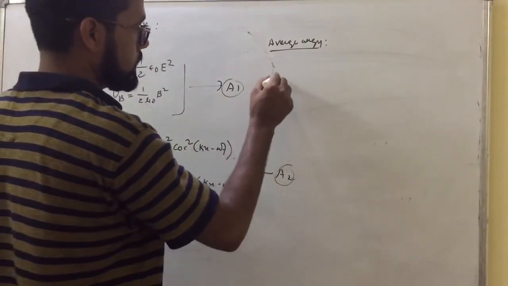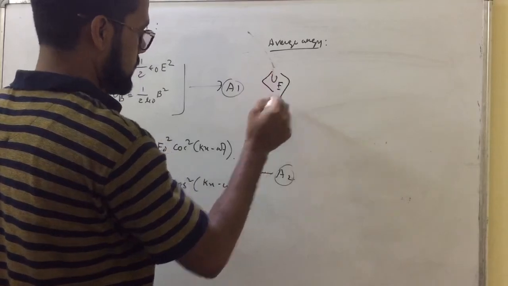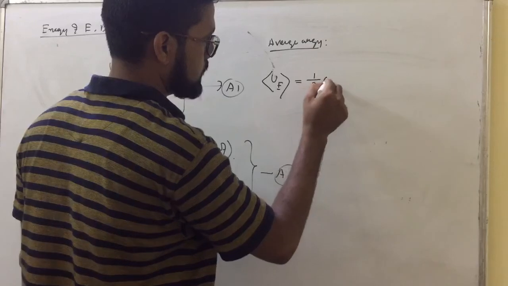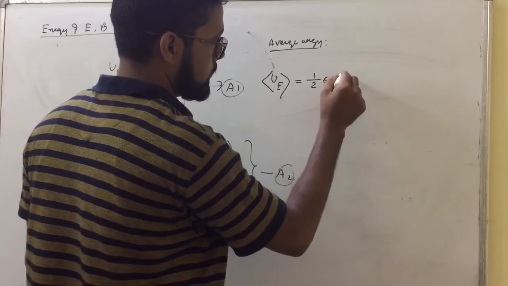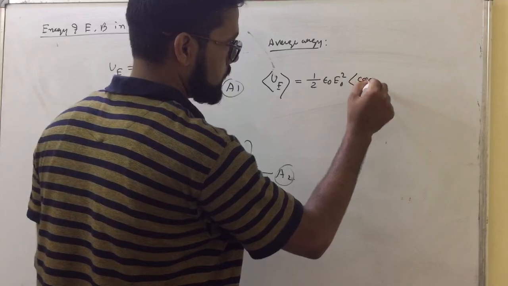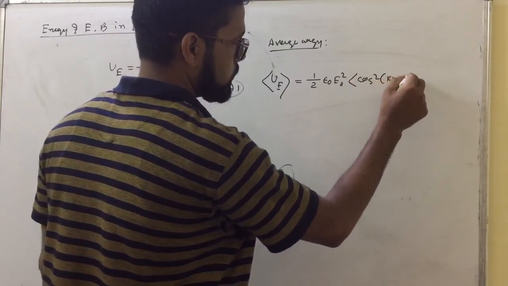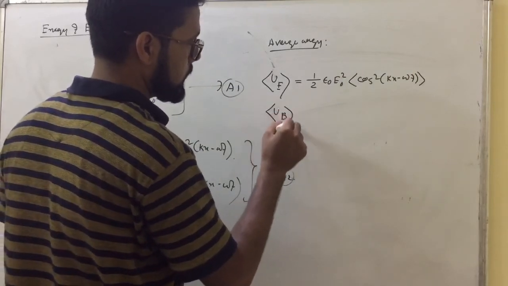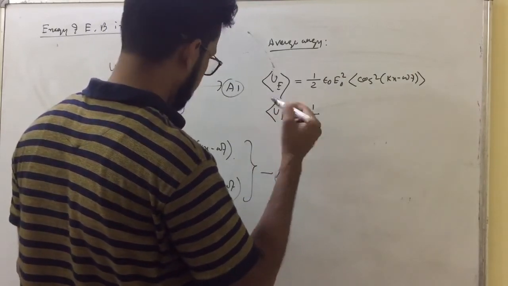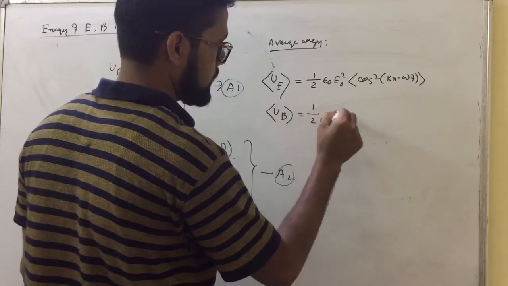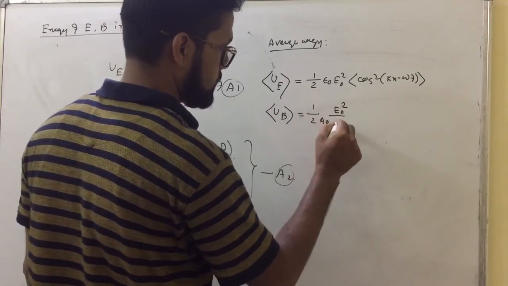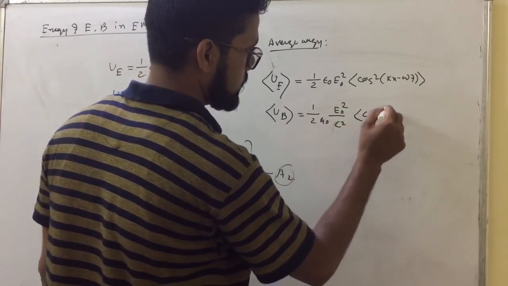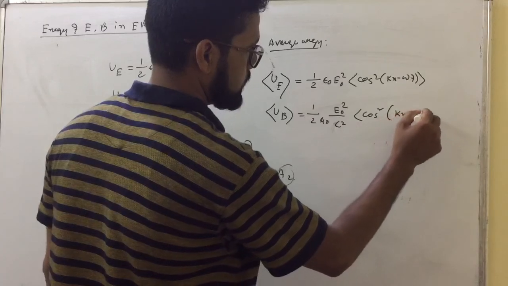So average energy: this is a constant term, and you cannot take the average of a constant term. This equals gamma E naught square, then cos square (kx minus omega t). Similarly, the average magnetic energy is 1 by mu naught E naught square by c square, cos square (kx minus omega t).